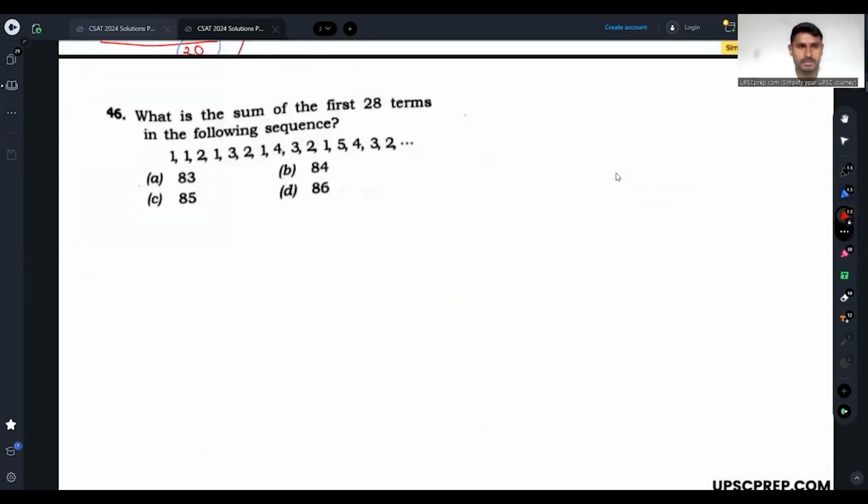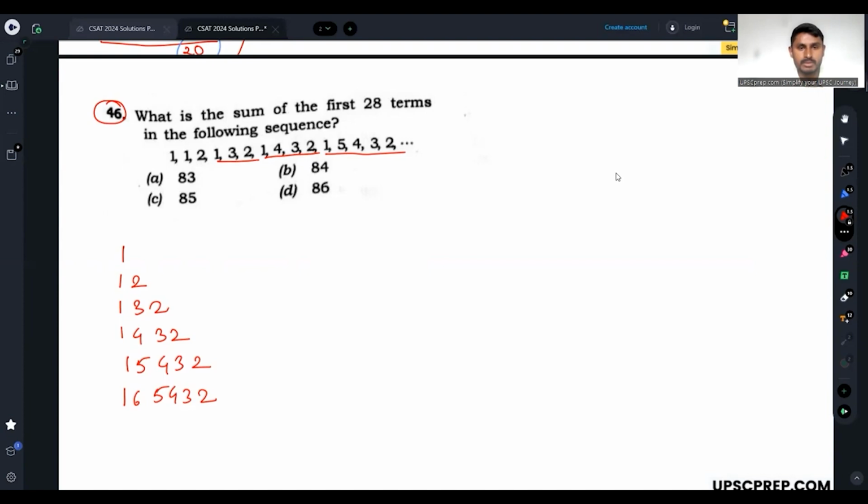Question 46. What is the sum of the first 28 terms in the following sequence? Okay, let's observe the sequence first. Here you have 1, again 1, 2, again 1, 3, 2, again 1, 4, 3, 2, again 1, 5, 4, 3, 2. What will be the next group? 1, 6, 5, 4, 3, 2. This will be the next sequence, right?